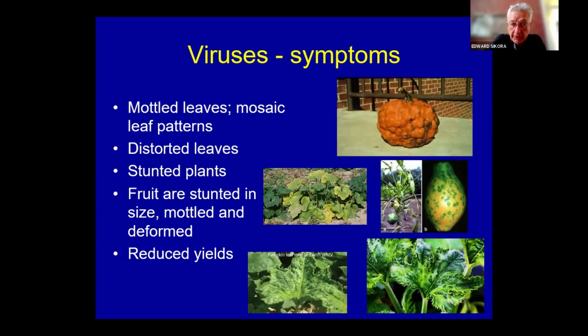If the virus gets in the plant early, we'll get stunted plants. The fruit are stunted in size, mottled in form, sometimes like that pumpkin in the upper right. You could probably sell that for twice the price of a normal pumpkin at Halloween. But you do get reduced yields, and more so the earlier the plant is infected with the pathogen.